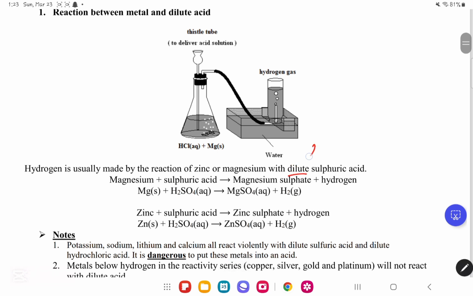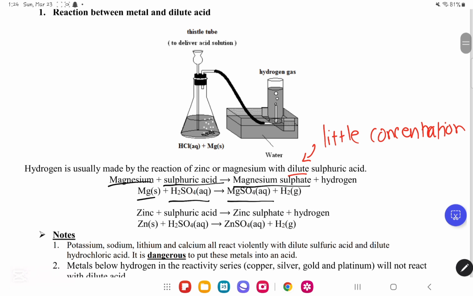Now, dilute means that it's not concentrated. Like, it is concentrated, but its concentration is little. So we're going to write little concentration. And then they gave us an example. An example is magnesium, the metal Mg, in addition to sulfuric acid, which is H2SO4, is going to give us magnesium sulfate, which is MgSO4 aqueous, in addition to hydrogen gas.